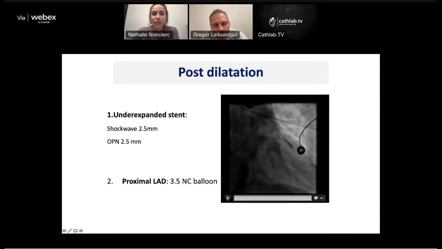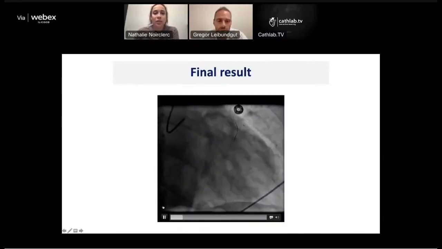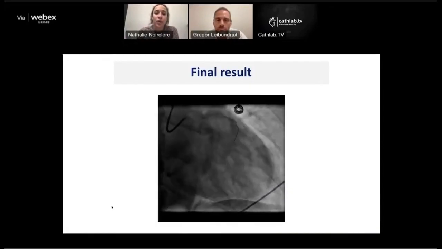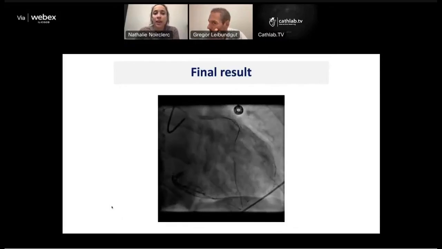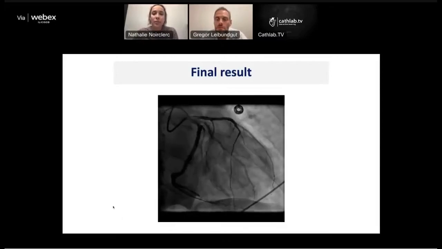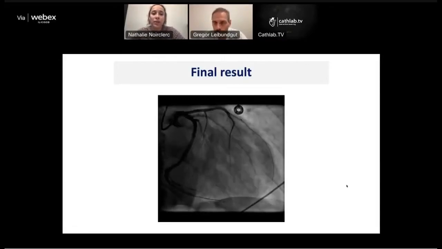Do you think the shockwave made a difference, or would you have achieved the same thing with OPN at 50 atmospheres? Honestly, we don't know, but I think due to the high amount of calcification, due to the fact that the stent was underexpanded, we did not have anything to lose to perform the shockwave. As soon as it crossed the lesions, to me, I like using this device, because it really modifies the plaque and you don't lose anything to do it. It's always beneficial, I think.